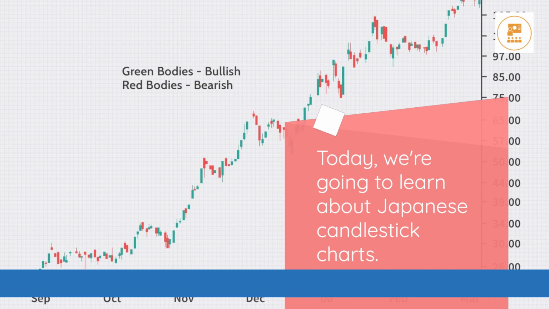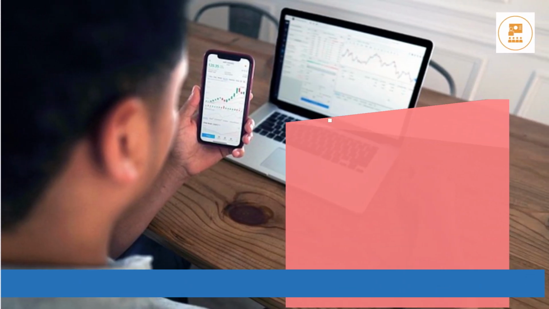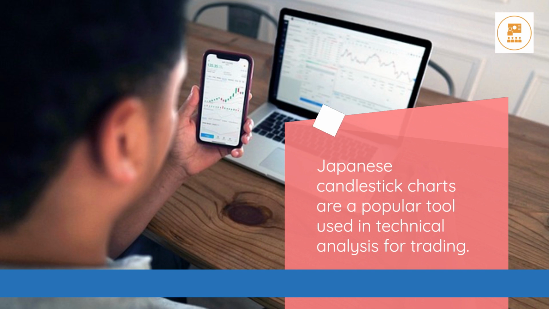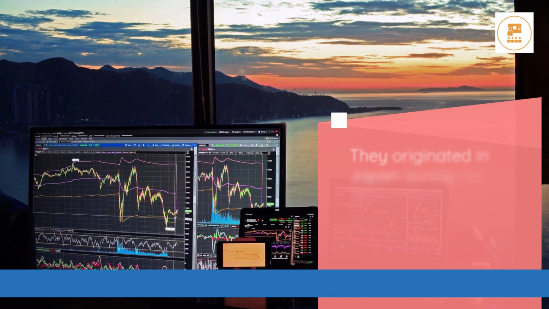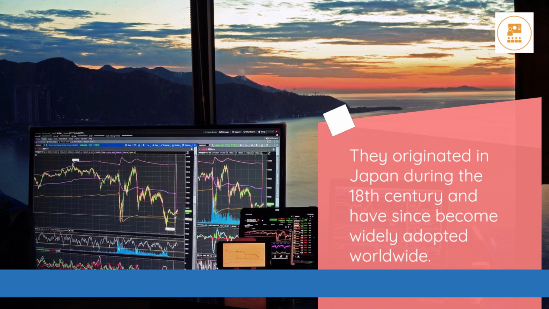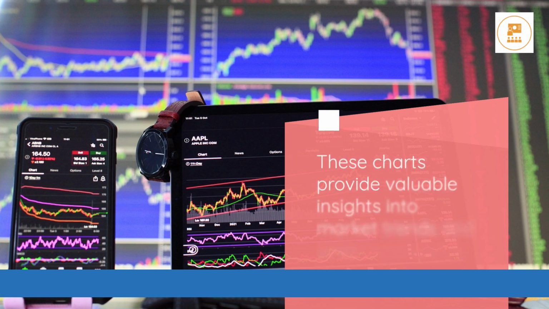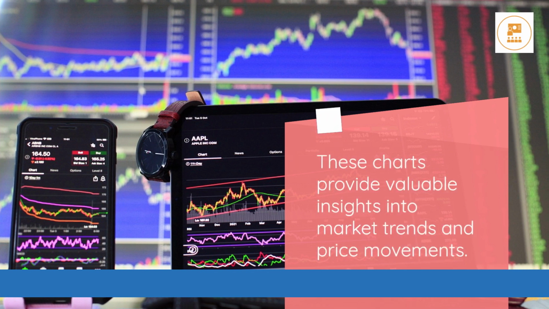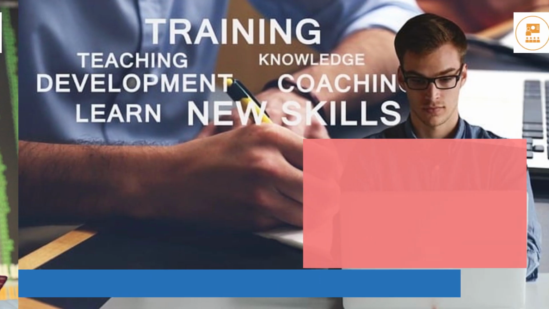Today, we're going to learn about Japanese candlestick charts. Japanese candlestick charts are a popular tool used in technical analysis for trading. They originated in Japan during the 18th century and have since become widely adopted worldwide. These charts provide valuable insights into market trends and price movements.